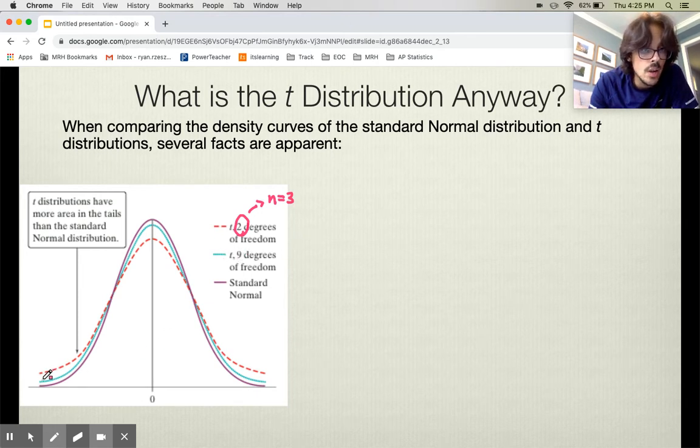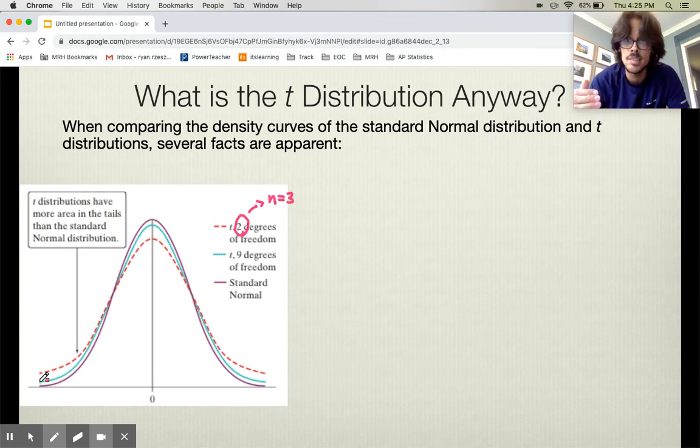And you can see the shape of the t distribution actually changes a little bit depending on the degrees of freedom. When you increase degrees of freedom, you increase sample size, and you decrease the variability between samples. So you're not going to get as much area or crazy results in those tails as you do when the sample size is really small.